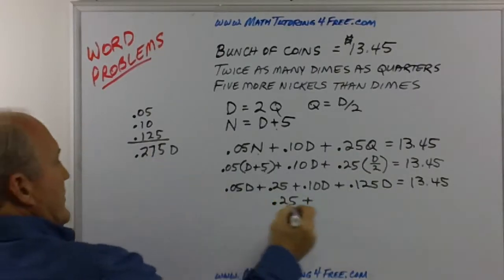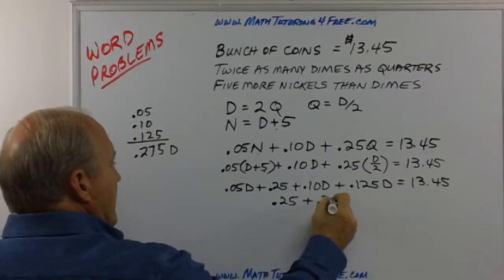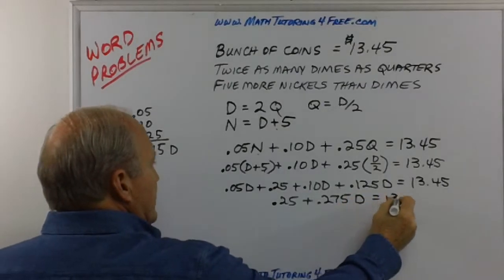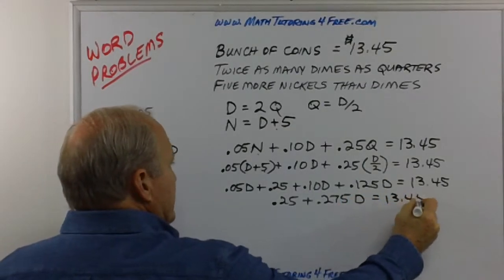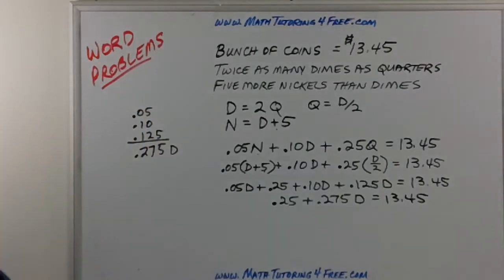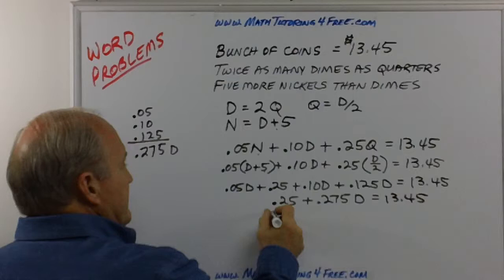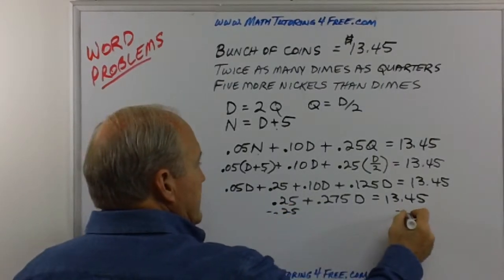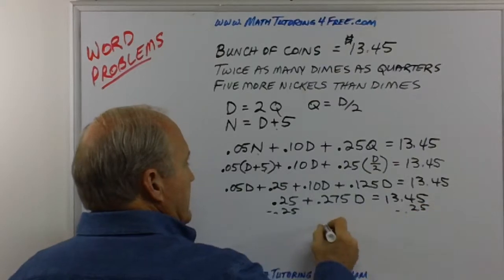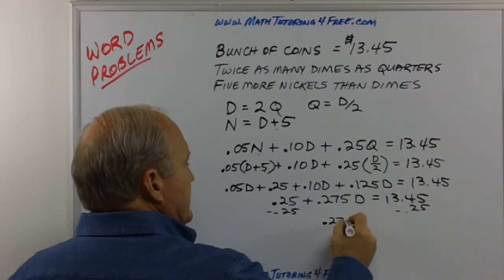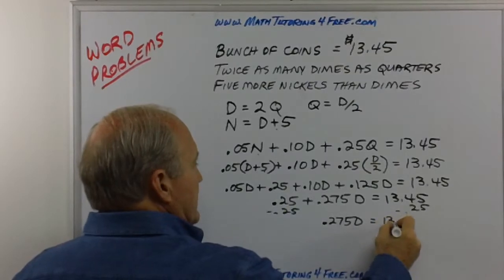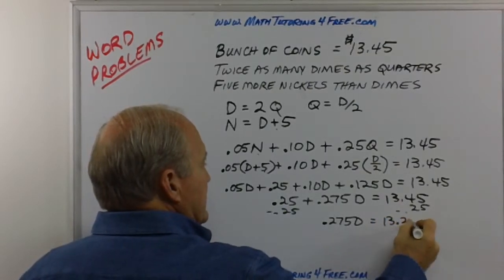plus 0.275 D is equal to $13.45. 25, subtract that from this side, subtract it from this side. We now have 0.275 D is equal to 13.20.